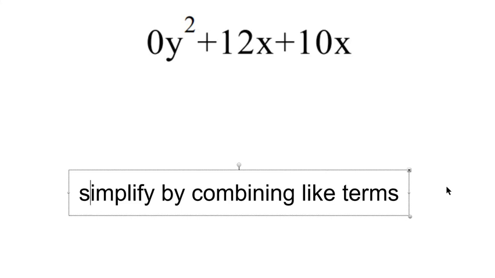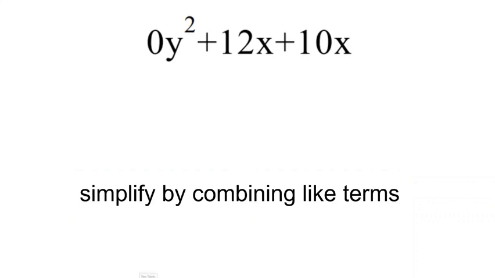In this lesson, we're going to simplify by combining like terms. In the previous lesson, we talked about how we can only combine things that are the same. So the first thing I'm going to do is find any like terms. Let's remember that a like term is a term that has the same variable with the same exponent. So in this case, this term here, 10x, and this term here, 12x, are like terms. I can combine those two.